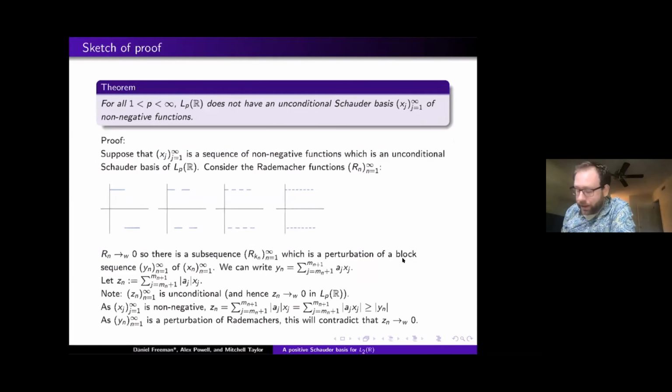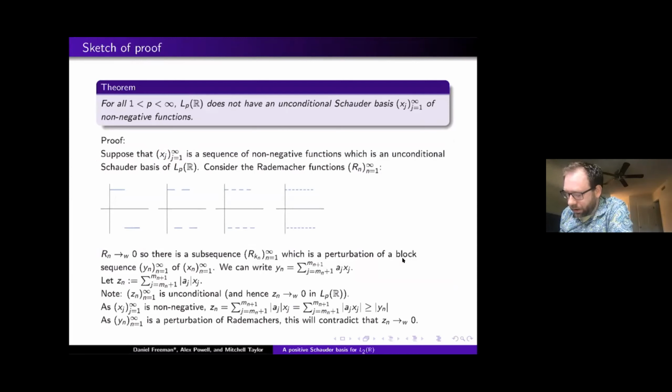So I wanted to give a sketch of the proof that capital LP does not have an unconditional Schauder basis of non-negative functions. And so suppose we have one. So suppose we have x_j, which is a sequence of non-negative functions, and it's an unconditional Schauder basis for the whole space. Now we're going to look at the Rademacher functions.